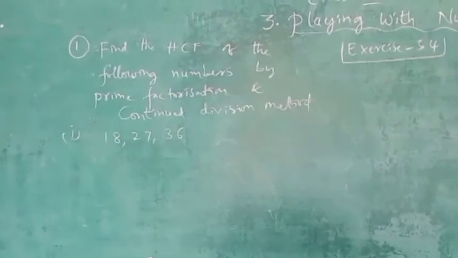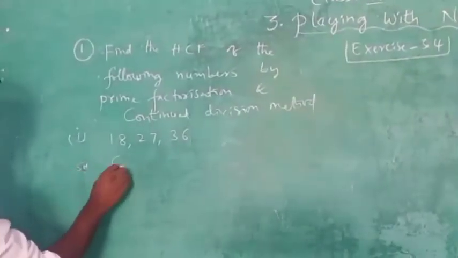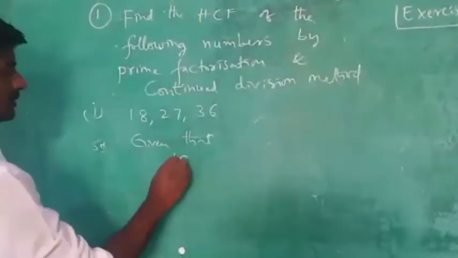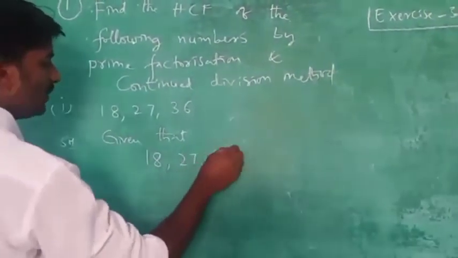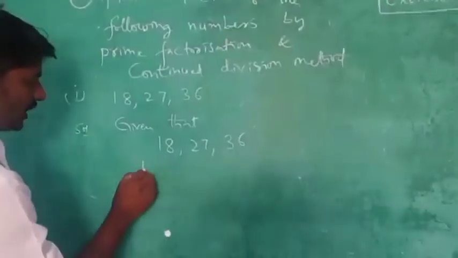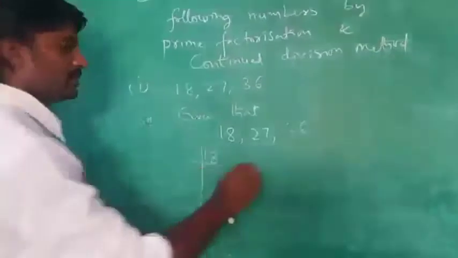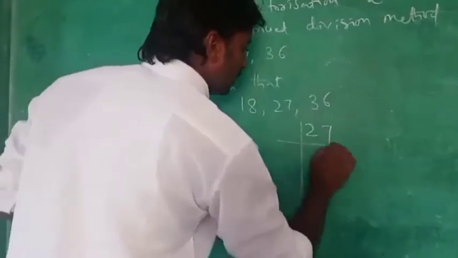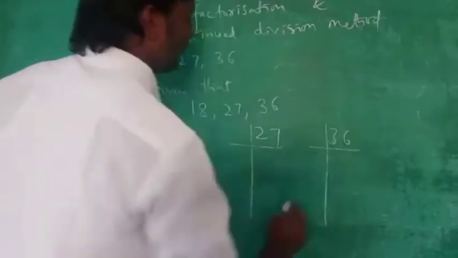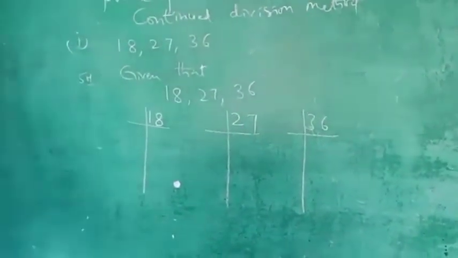Already I explained the factorization method, I'll just explain again. Listen carefully. Compulsorily write what is given: 18, 27 and 36. As I told you previously, take 18 and find the prime factors, not factors, prime factors. Again take 27 and find the prime factors. Again take 36 and find the prime factors. How to find prime factors I explained in the previous class.